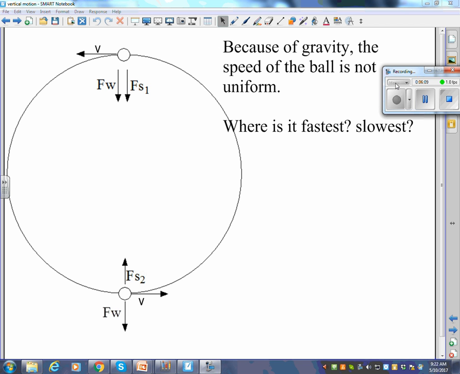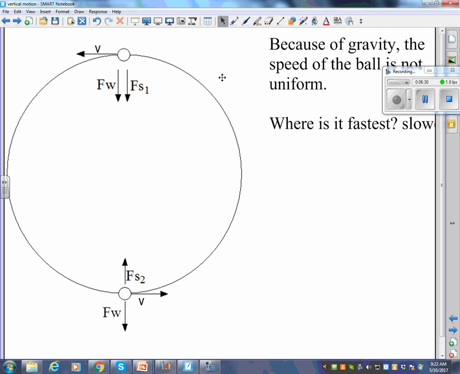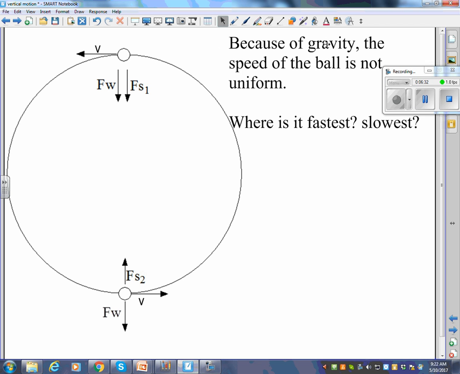All right, so because of gravity, the speed of the ball is not uniform. I should say that when I say UCM, uniform circular motion, the uniform really stands for constant velocity. I say UCM in vertical, even though I know the speed is not uniform, okay? So if you see UCM in a vertical sense, I still mean the speed is changing. It's really just circular motion, but we tend to use UCM.